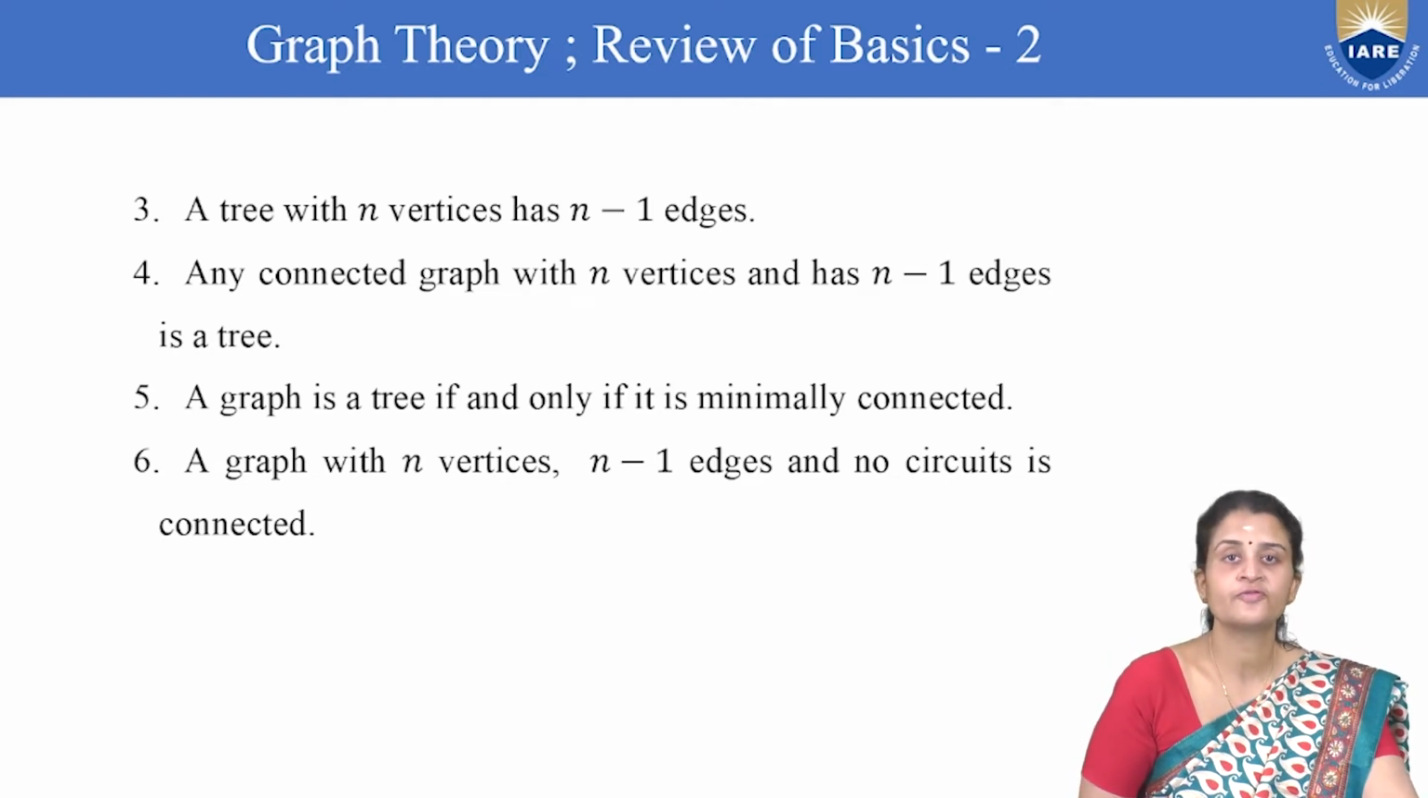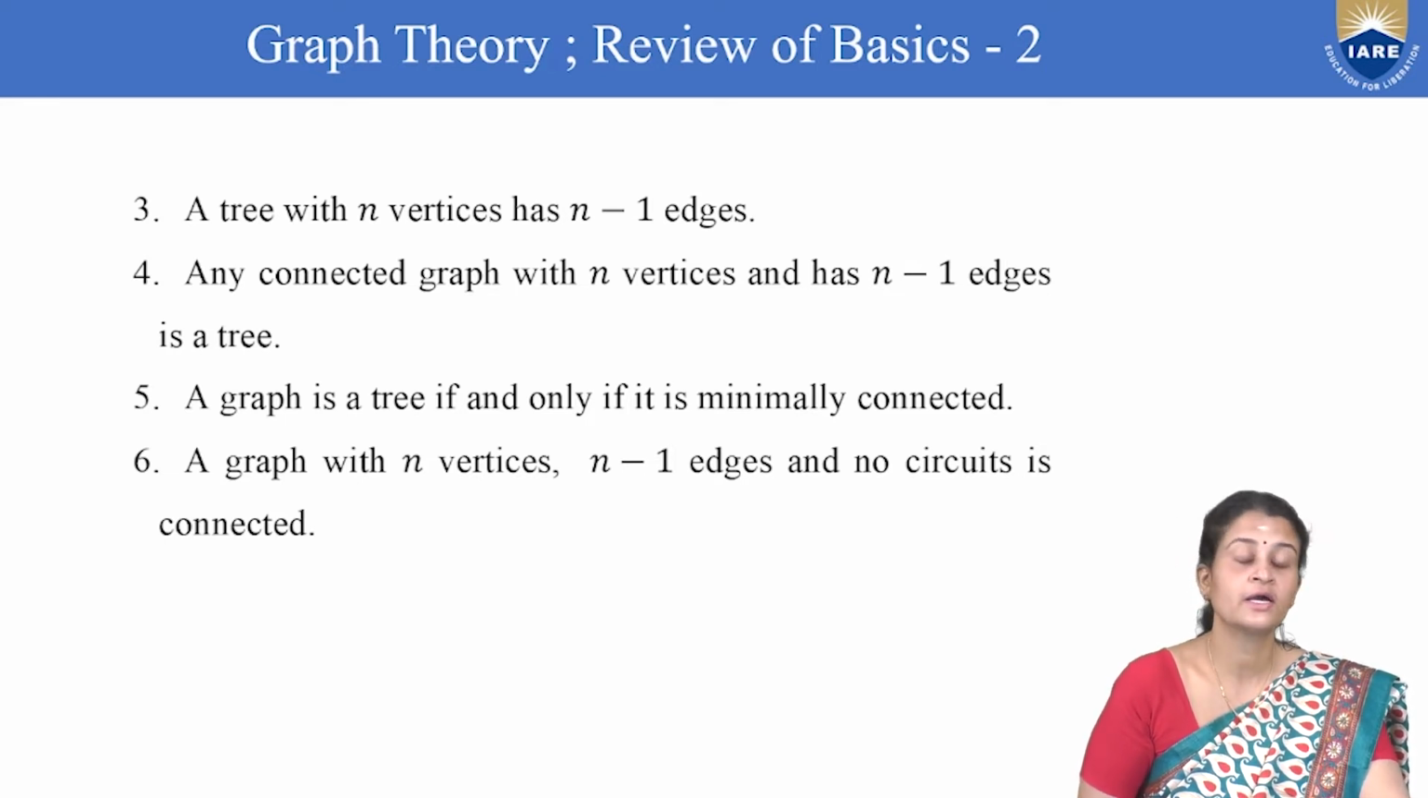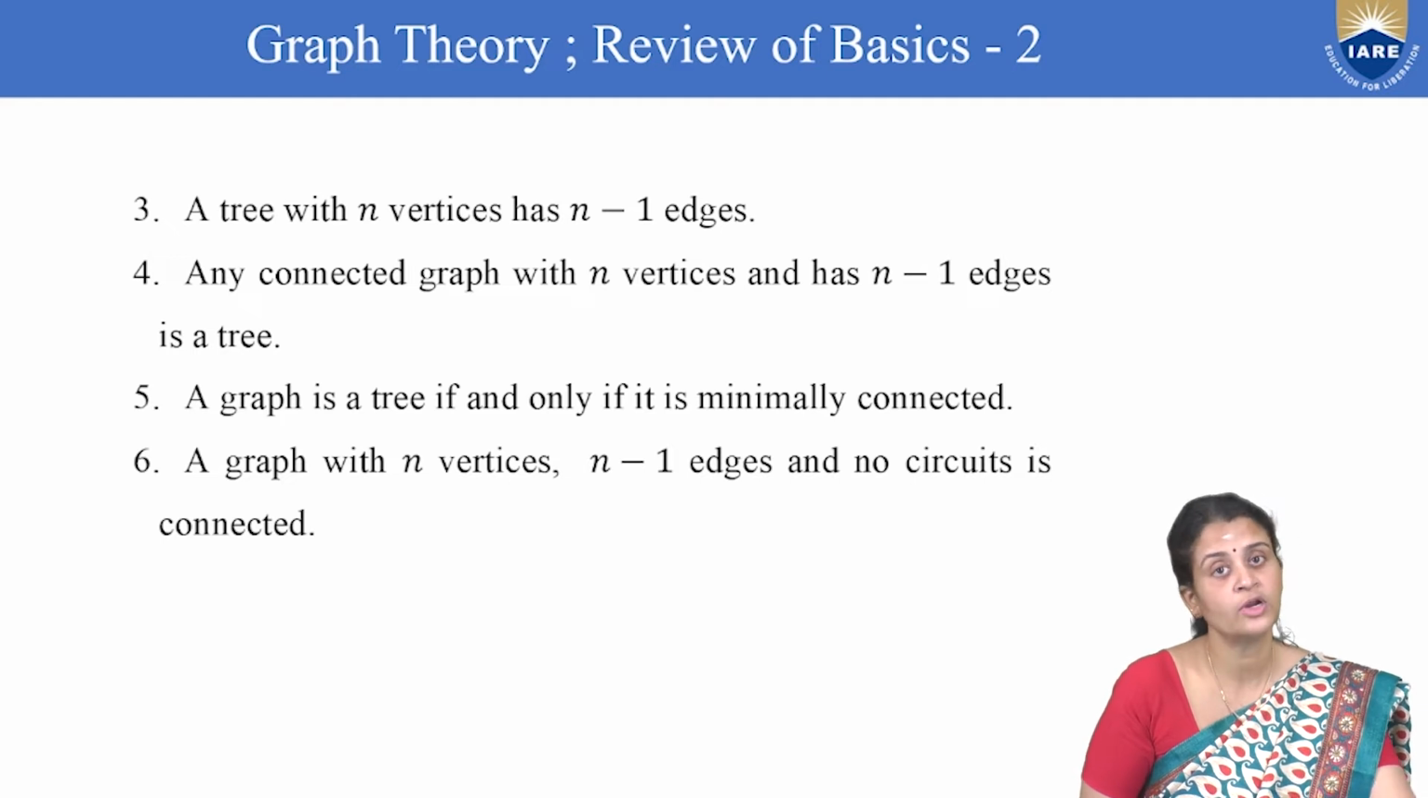Any connected graph with n vertices and n minus 1 edges is said to be a tree. If we are given a graph and it has n vertices and n minus 1 edges, we then term it a tree. A graph is a tree if and only if it is minimally connected.